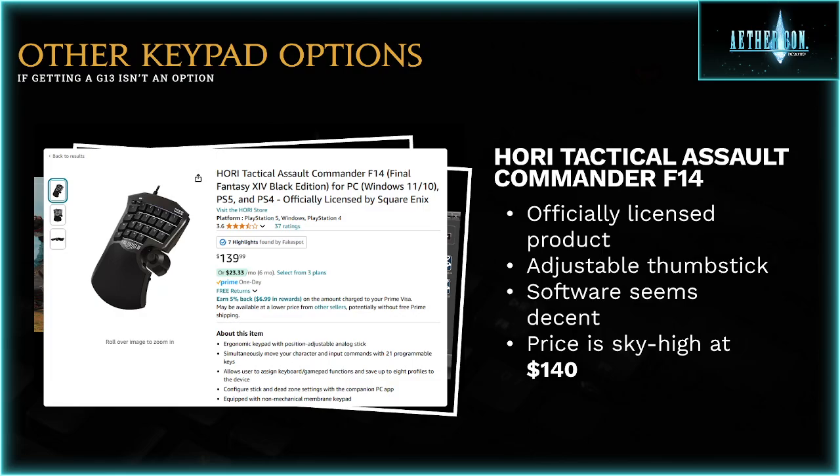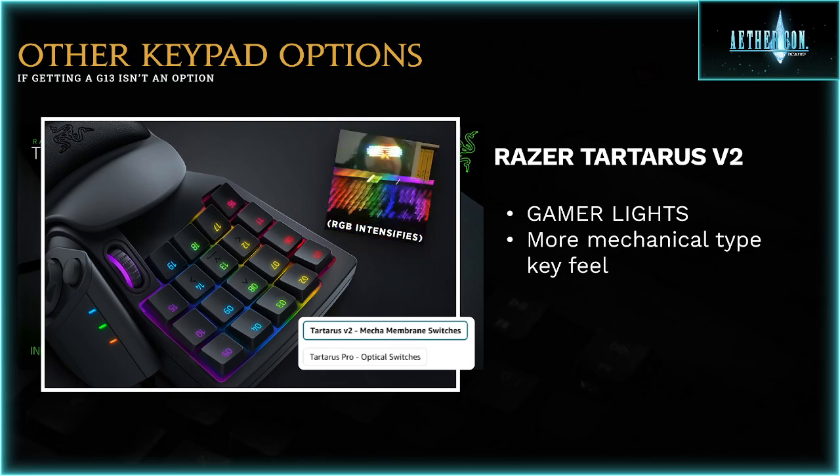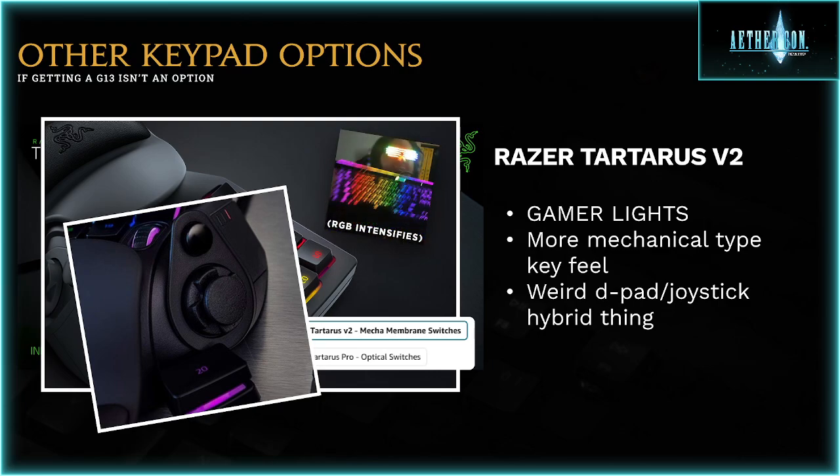But if you want something with more gamer lights, then you can get the Razer Tartarus V2. It has more mechanical type keys, some different options. It does have this weird D-pad joysticky thing, and I don't really know how to feel about it. It feels like a lie. There's just something so nice about the actual rolling ball. I don't know how to describe it.